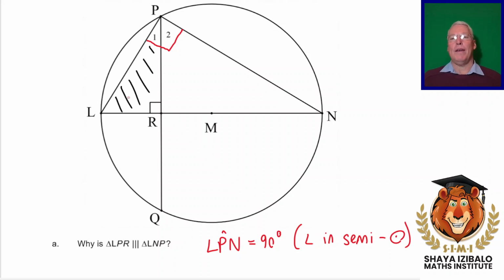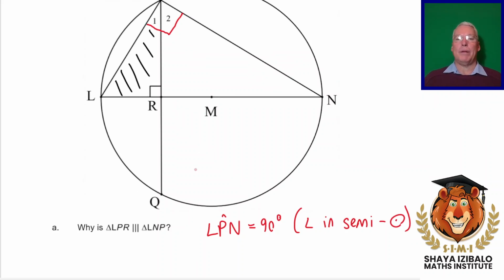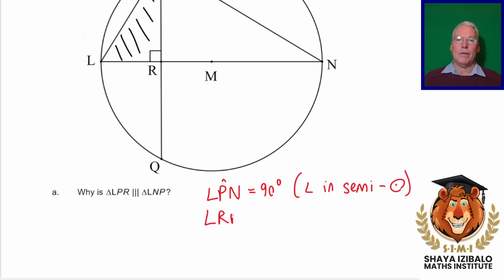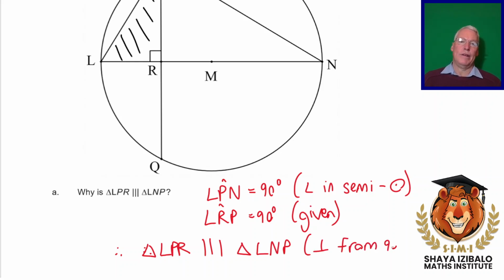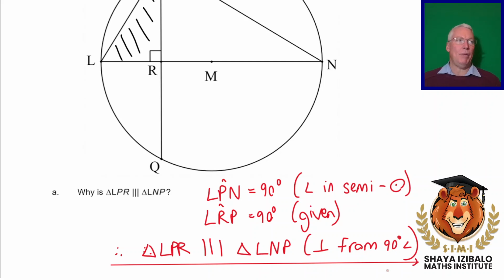So now we're given that LRP is 90 degrees. Given. And so therefore triangle LPR is similar to triangle LNP. And our reason here, just perpendicular from 90 degree angle. So that's that. The next part of the question, and we're starting to see a pattern here.